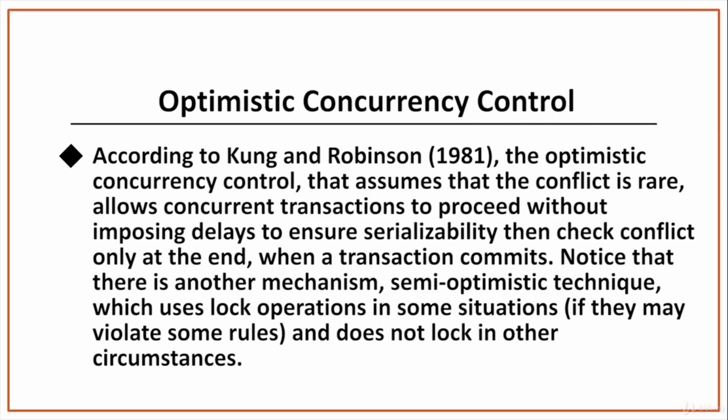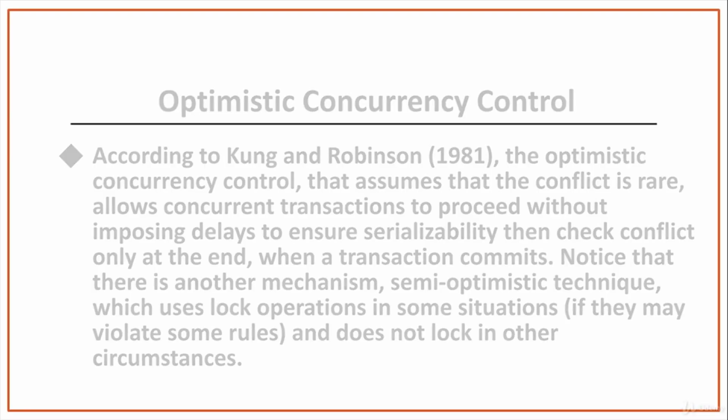According to Kung and Robinson, 1981, the optimistic concurrency control, which assumes that conflict is rare, allows concurrent transactions to proceed without imposing delays to ensure serializability, then checks conflict only at the end when a transaction commits. Notice that there is another mechanism, the semi-optimistic technique, which uses lock operations in some situations if they may violate some rules, and does not lock in other circumstances.